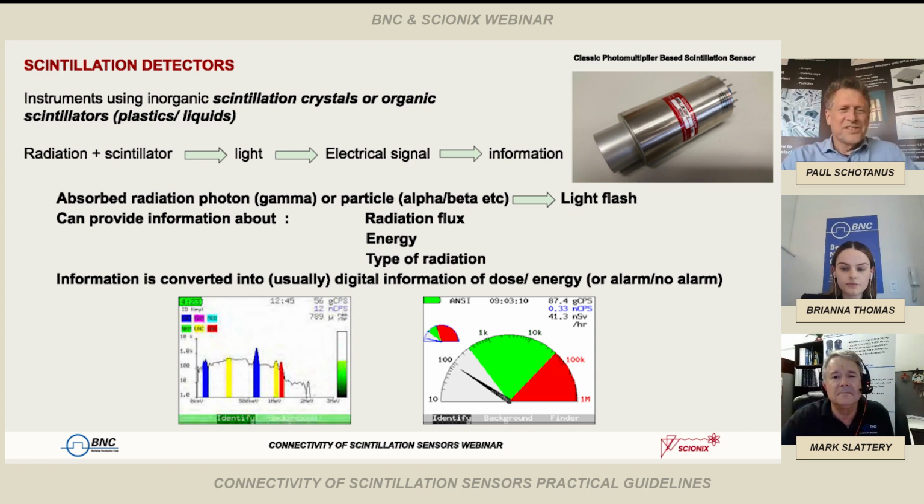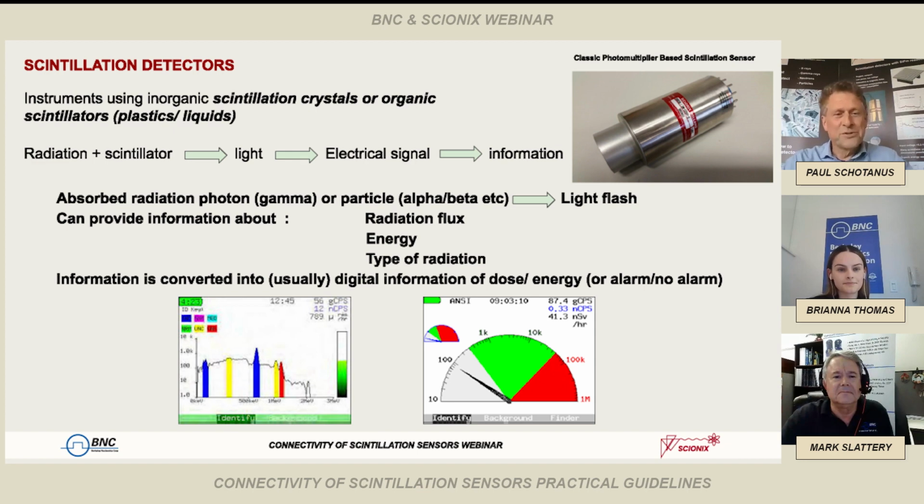Well, scintillation detectors are instruments for detecting ionizing radiation via interaction with a material where light is produced. That light is converted into an electrical signal, and that carries the information in the end we want to extract. So the absorbed radiation produces a flash of light in time. And this flash of light can carry information on the flux of radiation, the energy, and sometimes even on the type of radiation by looking at the exact pulse shape.